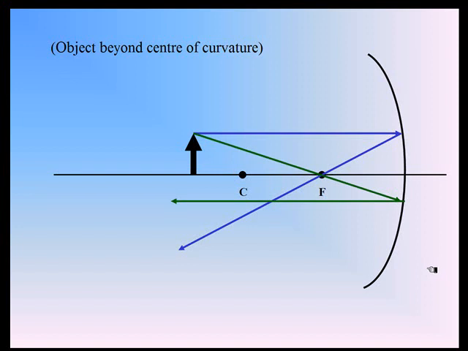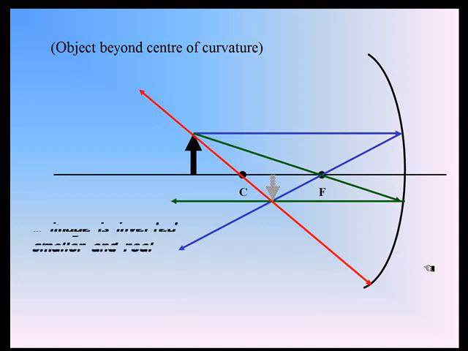Where those two lines intersect, that's where our object or our image will be. But the third line just verifies that. Through the center of curvature, it intersects at the same point. And this is where our image is going to be. Notice this time it's still inverted, therefore it's real. But in this case, it's a little bit smaller than the object. The image is inverted, smaller, and real.